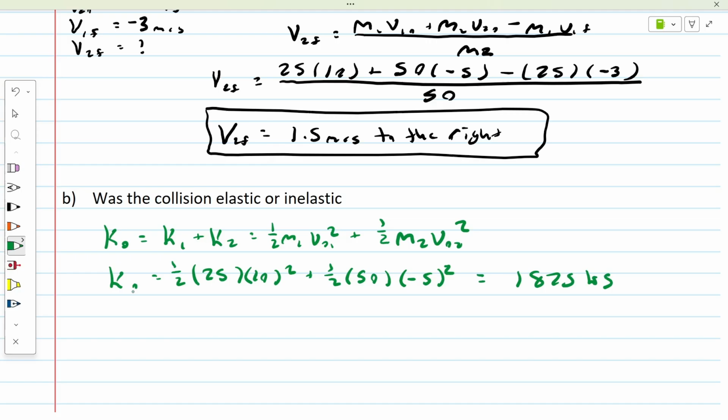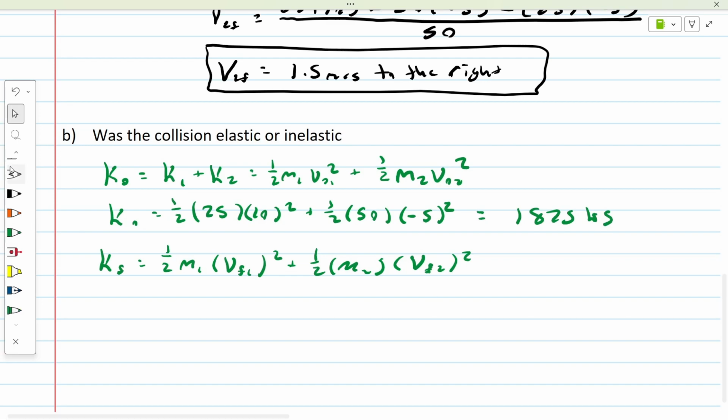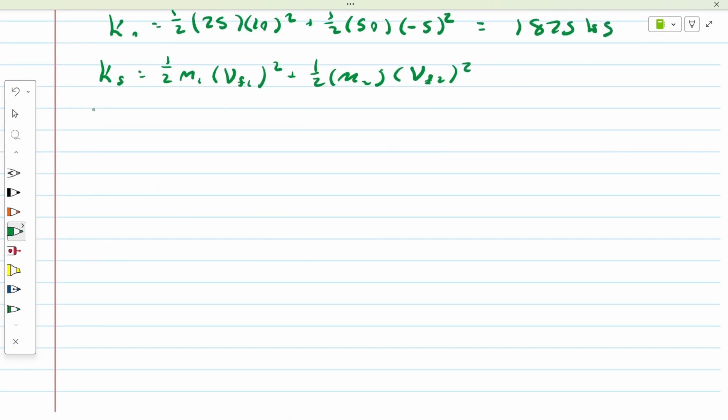Okay, and let's do the same thing with final. So the K final will just equal the kinetic energy final of each ball. So we'll have the same beginning, but this V, we will want the final for V1 and the final for V2. Okay, so we can go ahead and plug in our values here. So we have M1, which is 25, the V final 1, which is -3 squared plus 1/2 M2, which is 50, and our V final 2, which is 1.5. That's what we calculated.